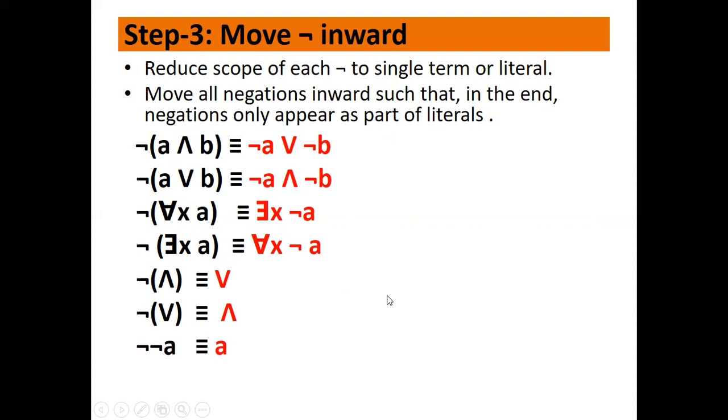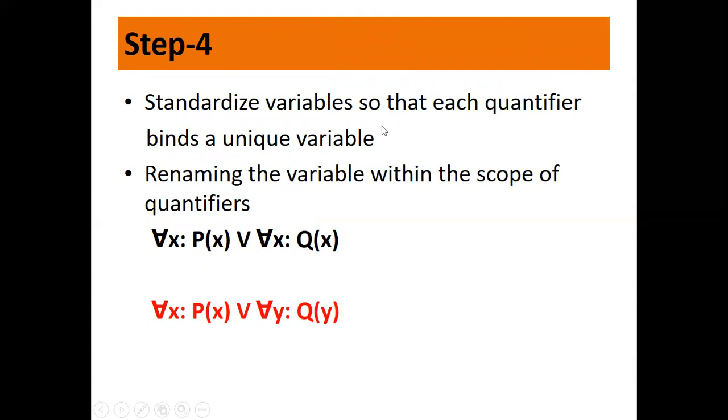Moving negation inward. Next, what we have is standardizing the variable so that each quantifier binds a unique variable. Now, how do we do that? We rename the variables within the scope of the quantifier.